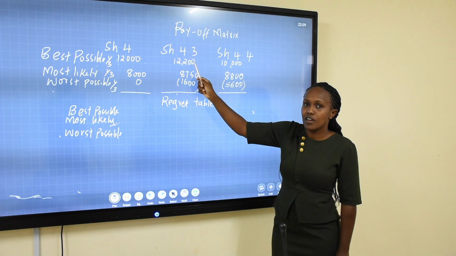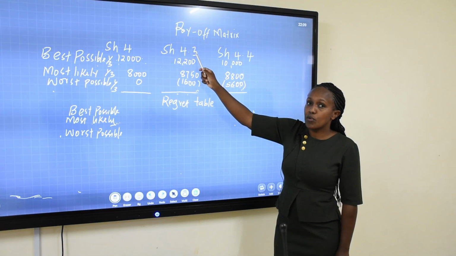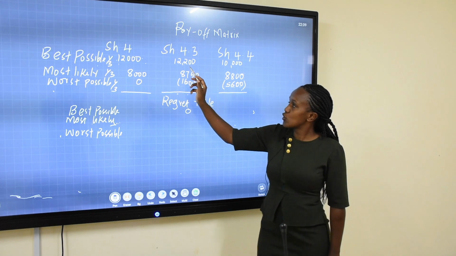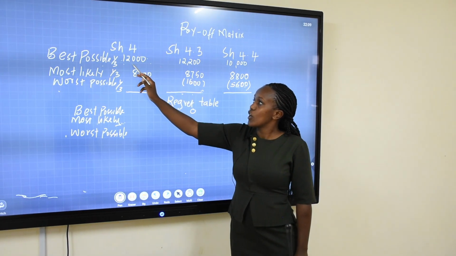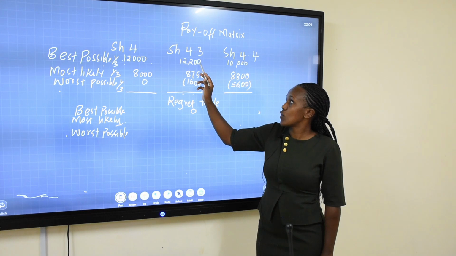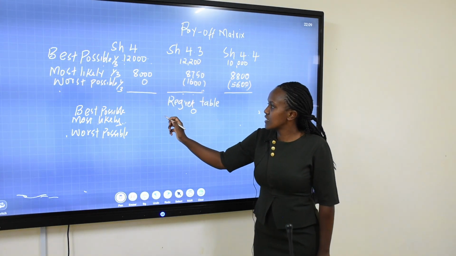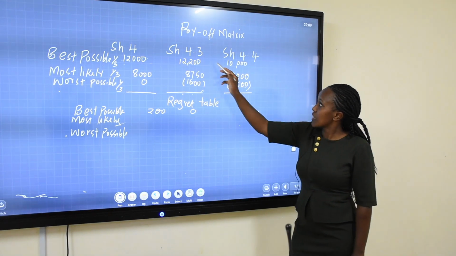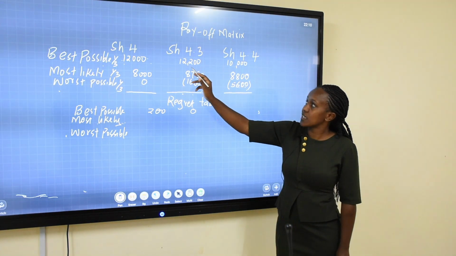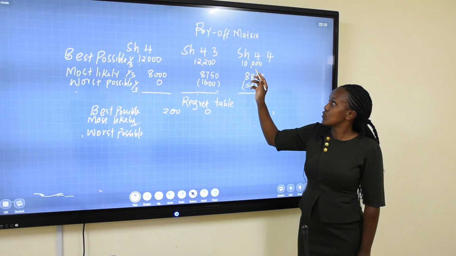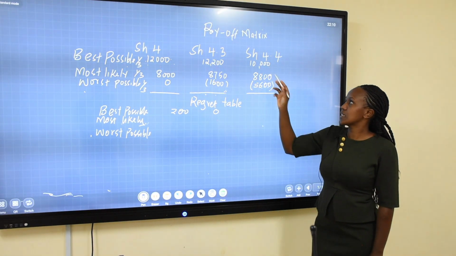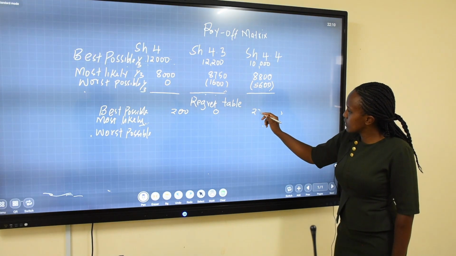So if you choose to set the price at shillings 4.3 and you're going to earn 12,200, you're not going to regret anything. So here there will be no regret. But if you choose to set the price at shillings 4 and you're going to miss out on getting the 12,200, you are going to regret 200. That is the difference between 12,200 minus 12,000. And on this other side, if you choose to set the price at 4.4, while the best would have given us 12,200, you're going to regret the difference, which is 12,200 minus 10,000. Therefore, you're going to be regretting here 2,200.